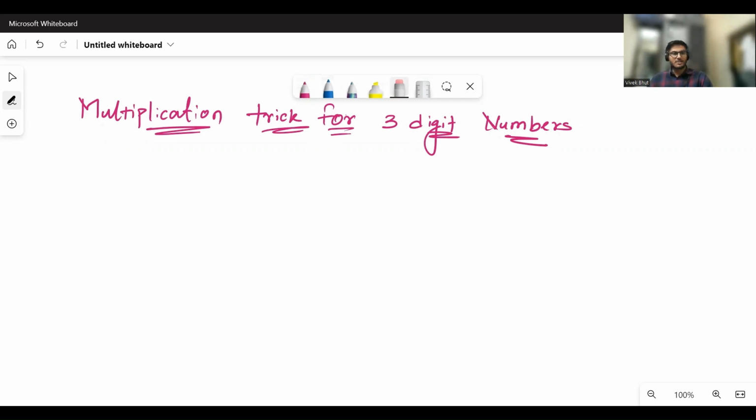So let's take two three-digit numbers and try to multiply them. The first number which we have is 213 multiplied with 121. Now, how to multiply these two numbers in a real quick time? I hope you know how to multiply two-digit numbers.